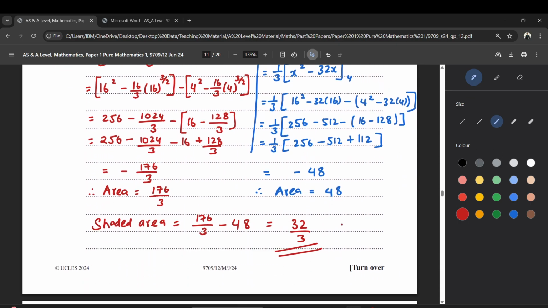There's another way of writing it. If you want, you can also write it in mixed form. Okay, so we can say 10 2 upon 3, right? So 3 times 10 is 30. 30 plus 2, that is 32 upon 3. Okay, so you can also write it in the mixed form.